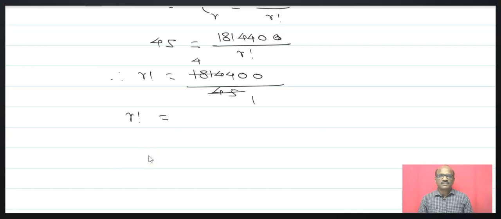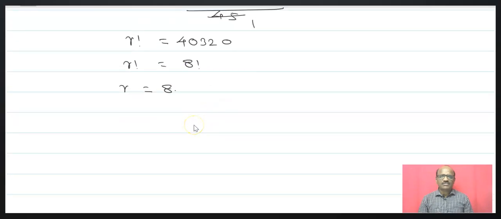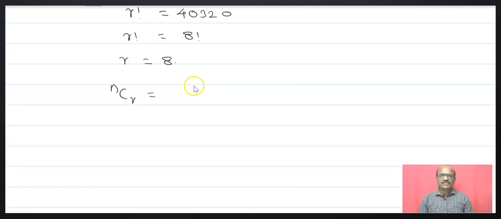The division is a clear division. First is 0, division is not possible. That is 40320. Now find out the consecutive terms whose product is 40320. By using the trial and error method we can find out. Therefore these are nothing but 8 factorial. Therefore r is equal to 8.